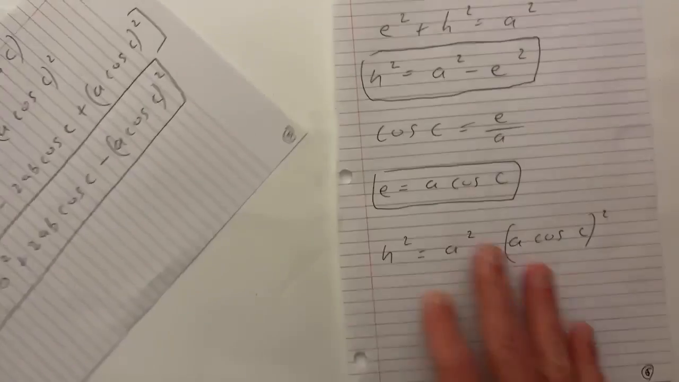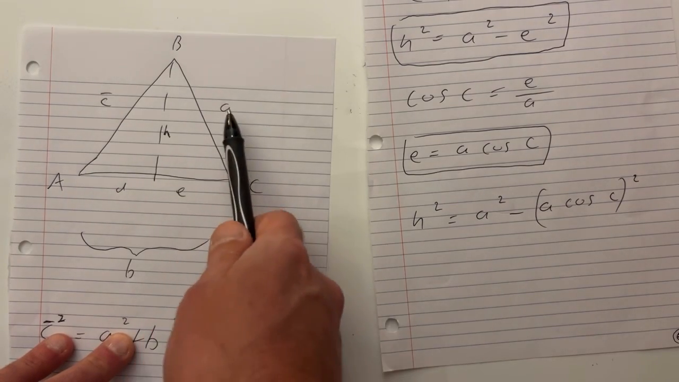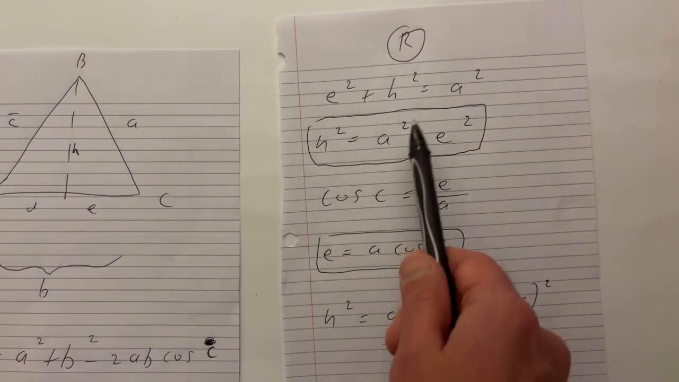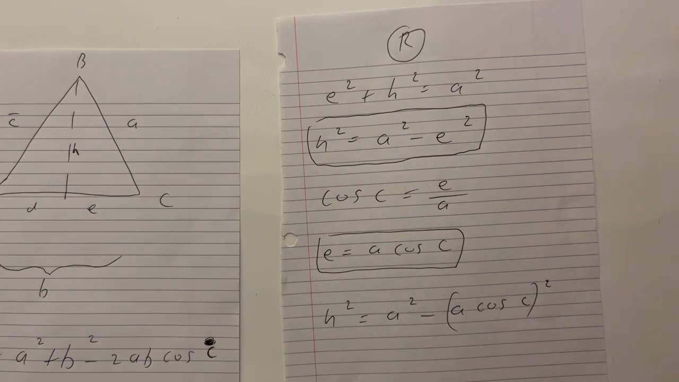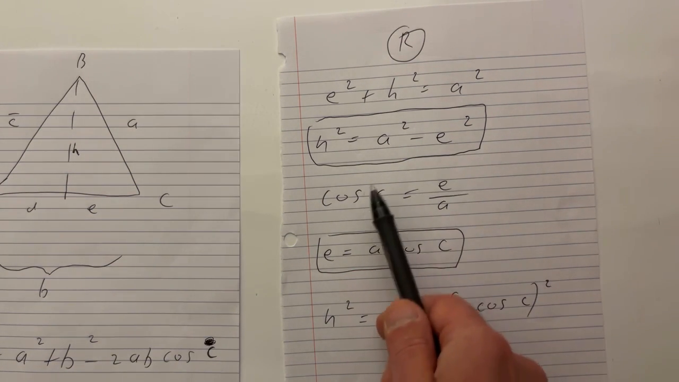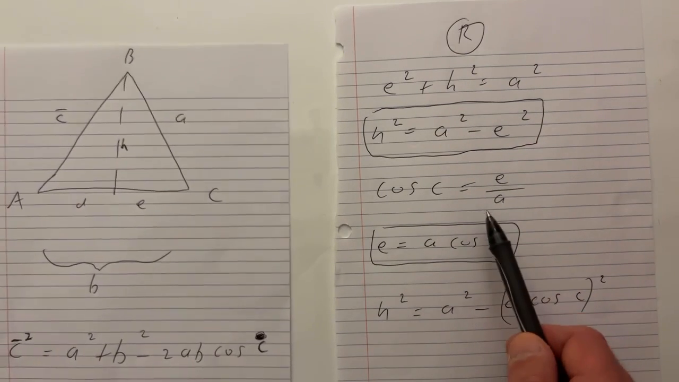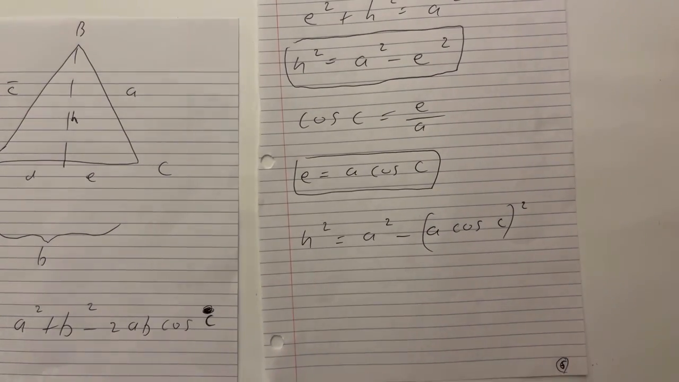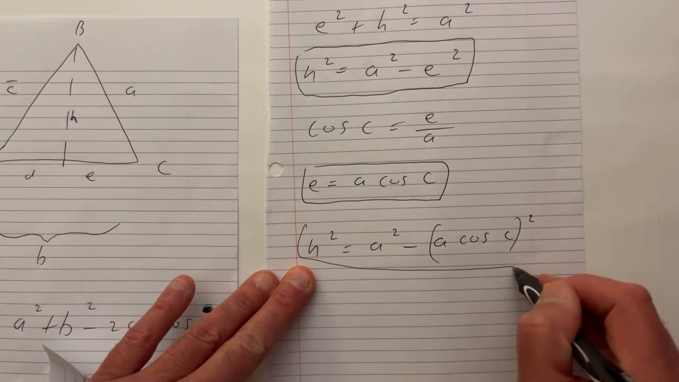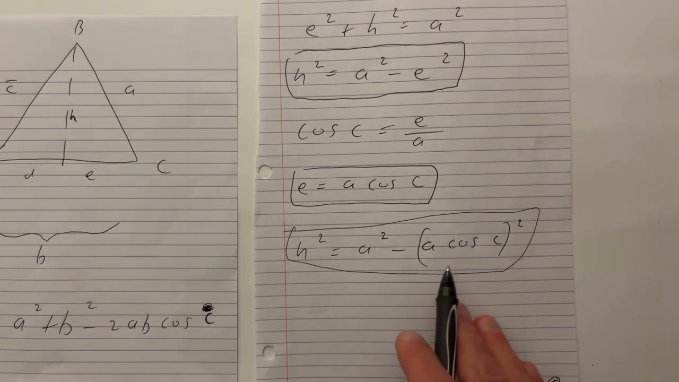Bring this down right here. We've got echo squared plus hotel squared equals alpha squared. Go ahead and isolate our hotel squared. Turn echo into alpha cos Charlie, because cos Charlie equals echo over alpha. Our full final equation right here is hotel squared equals alpha squared minus the quantity alpha cos Charlie, squared.